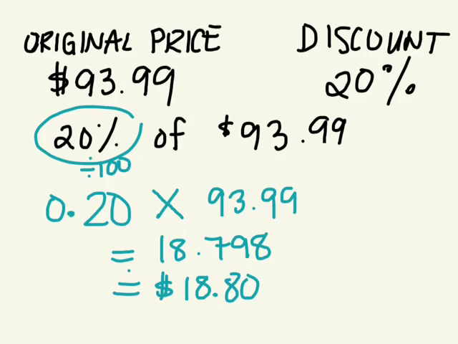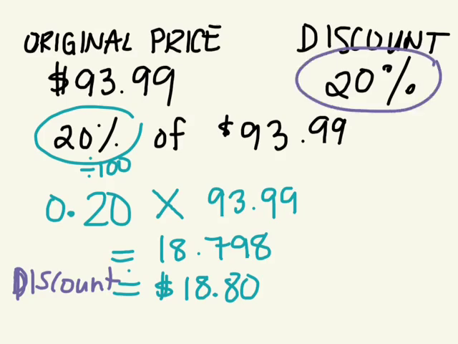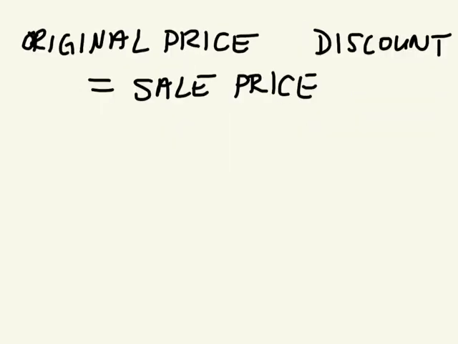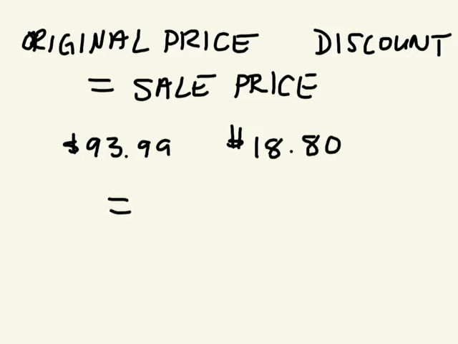This represents the discount, right? Because it's 20% off, I know that 20% off is a savings of $18.80. That's how much I'm saving. That's my discount. The original price, what was it? Original price was $93.99. The discount was $18.80.